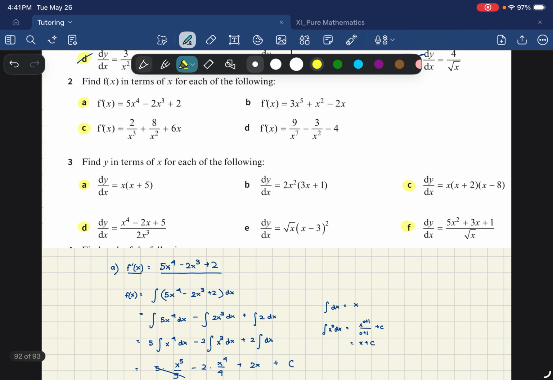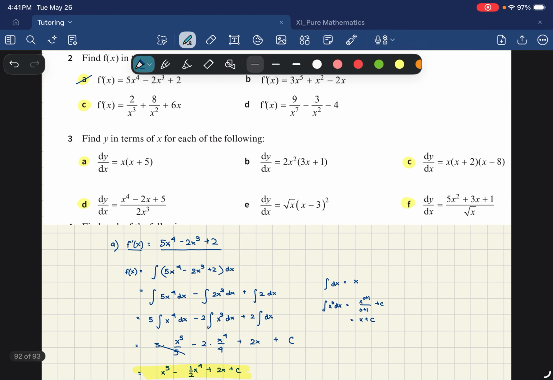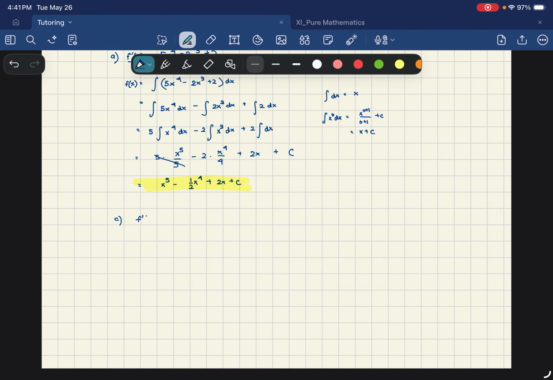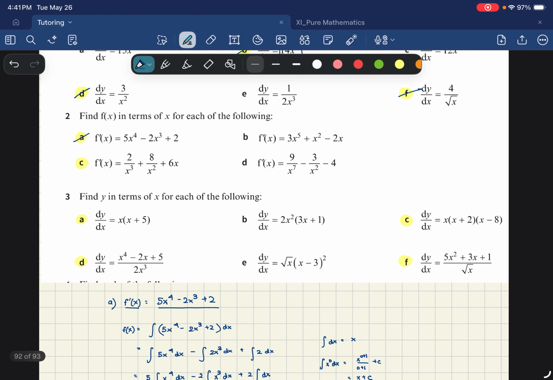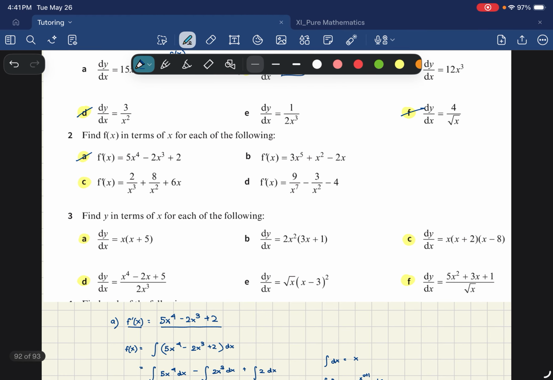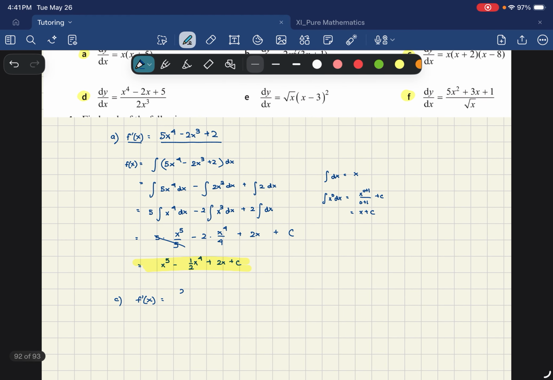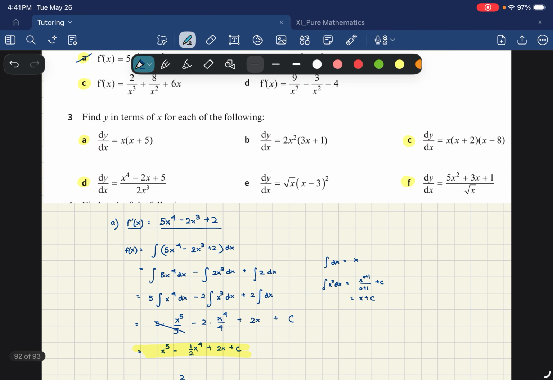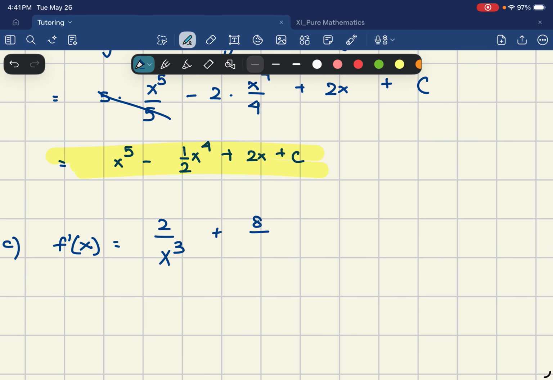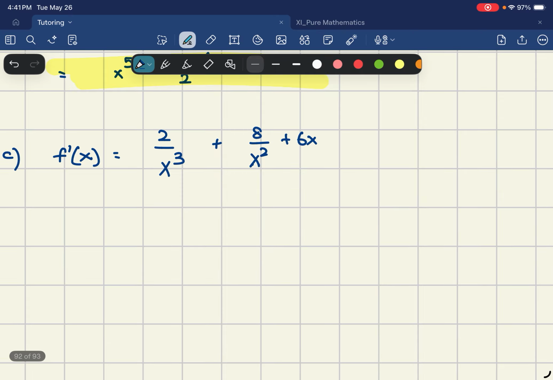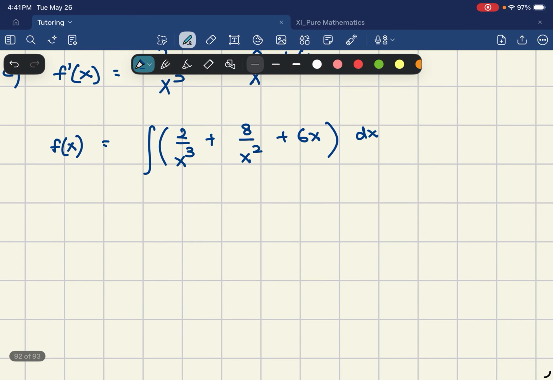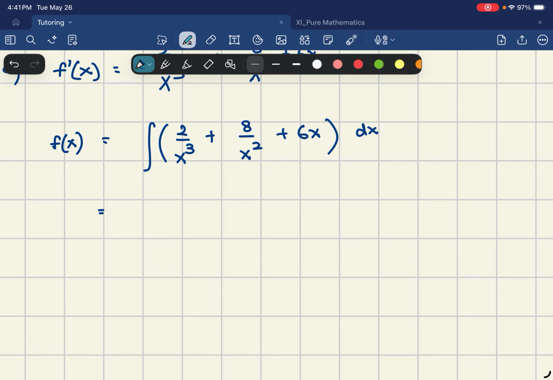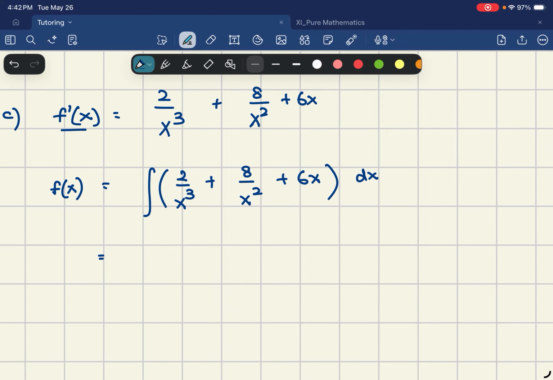And now, let's do C. C is f dash of x is equal to 2 over x cubed plus 8 over x squared plus 6x. So now f of x is going to be the integral of 2 over x cubed plus 8 over x squared plus 6x with respect to dx, right? It's the same idea. I just have to integrate my derivative function and I get my f of x.